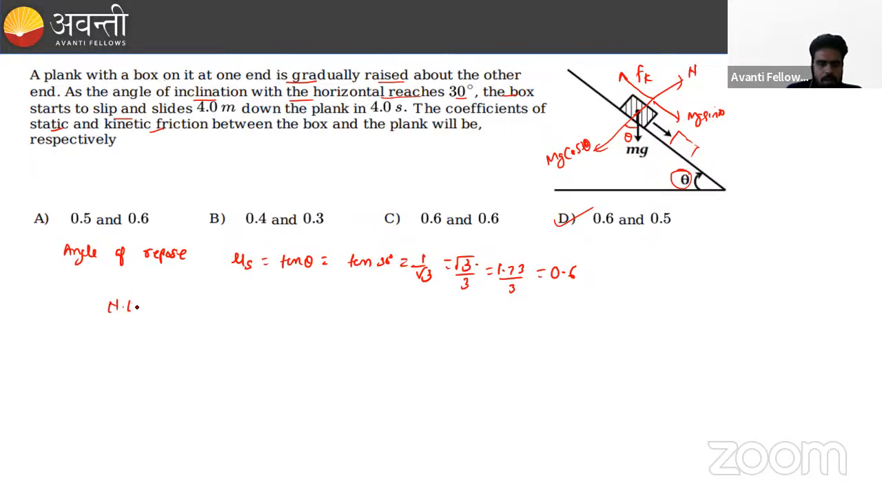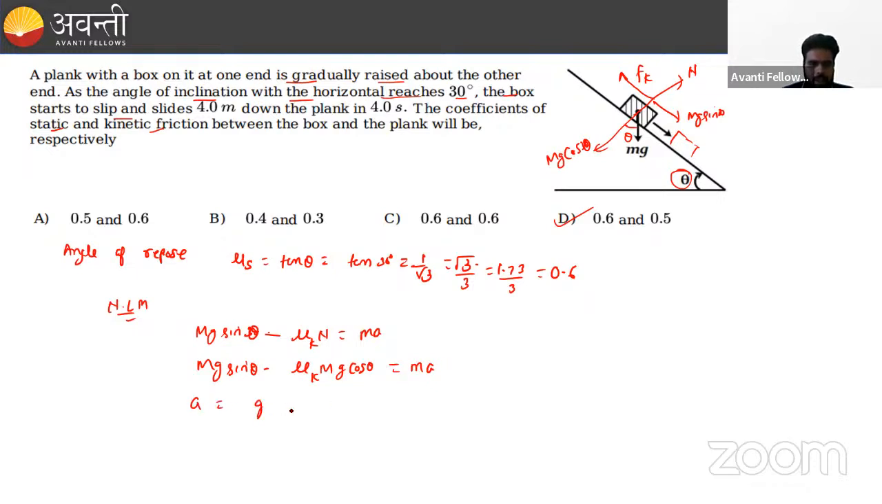If we apply Newton's law of motion here, mg sin theta minus Fk must equal ma. Kinetic friction is written as mu into N. What is the value of N here? That is mg cos theta, and it is mu k here because the block is slipping over the plane. So the acceleration can be written as g sin theta minus mu k g cos theta. Correct.